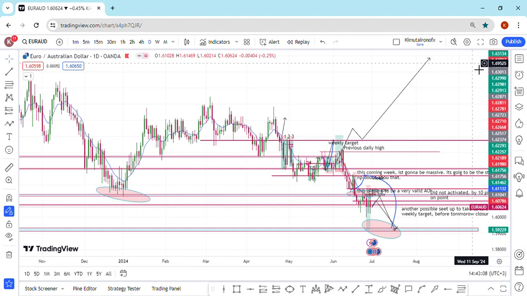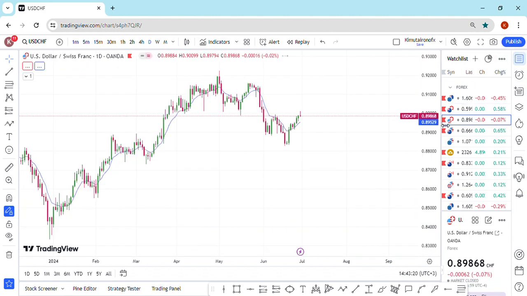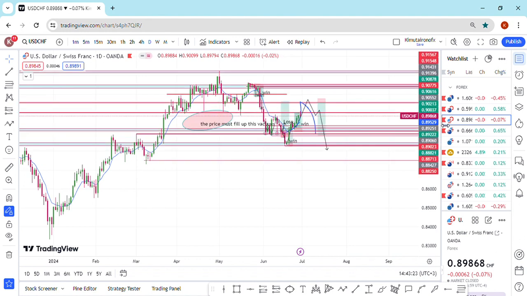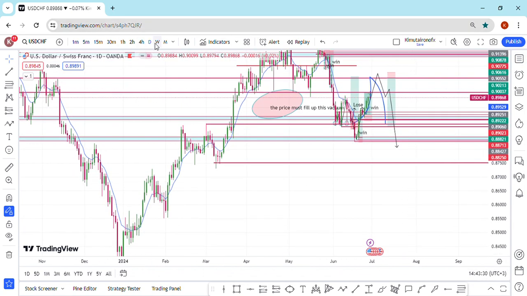Now we are done with the Euro AUD, so we are currently moving to the next pair. The next pair that we are going to look at is the CHF, because the CHF has been doing really good for us. And of course, as you have always been doing, the top-down analysis. This is the USD CHF.